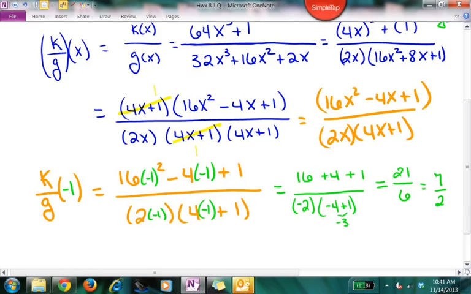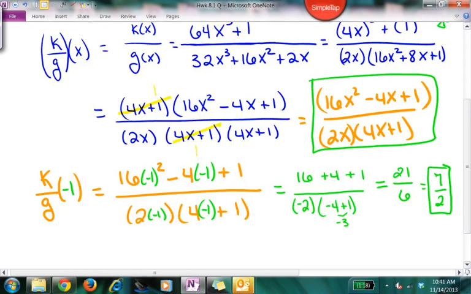So as I continue, plug in the value negative 1 and simplify the numerator and the denominator, I get the fraction 21 over 6, which reduces to 7 over 2. So that's the second part of the answer. The first part was our function simplified here, and then once you put in the negative 1, k over g of negative 1 gives you an output of 7/2.